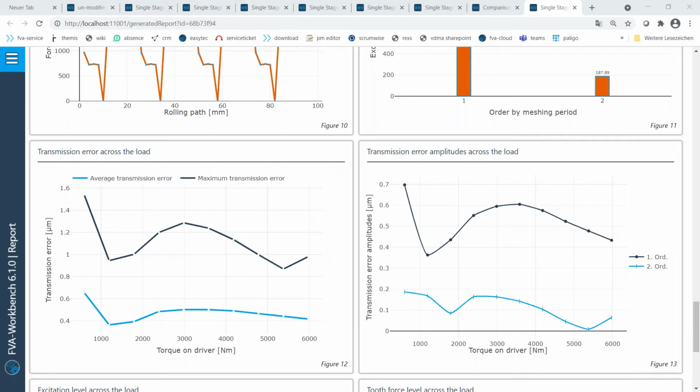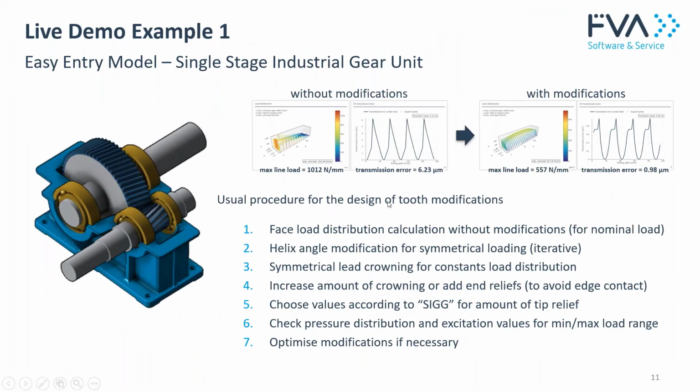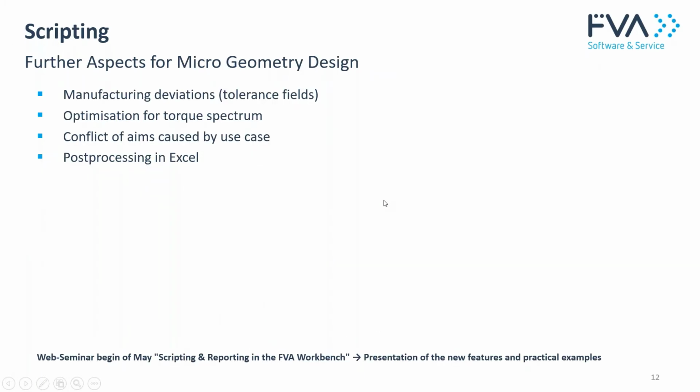Then we go back to our presentation. This was our live demo example 1. And now I will give you a short sneak peek on scripting. Because for me, it's very important for more efficient and easier daily work with FVA-Workbench. Especially for the micro modifications, we often need the analysis of the possible tolerance range caused by the manufacturing deviations.